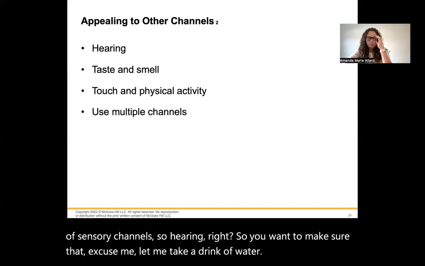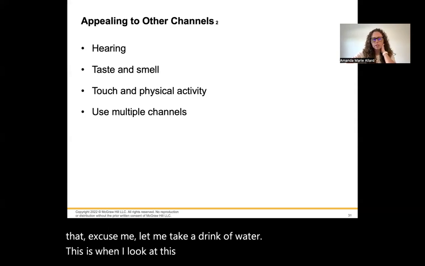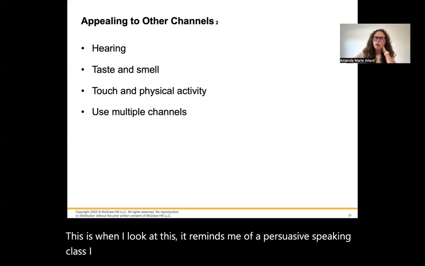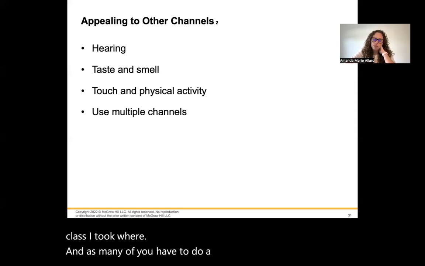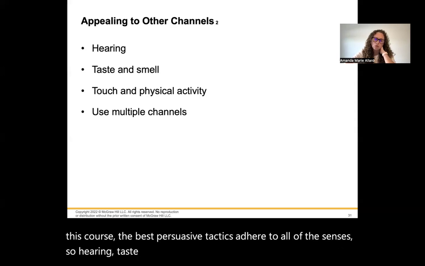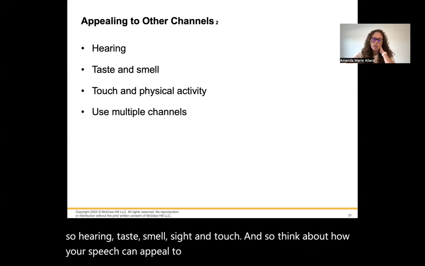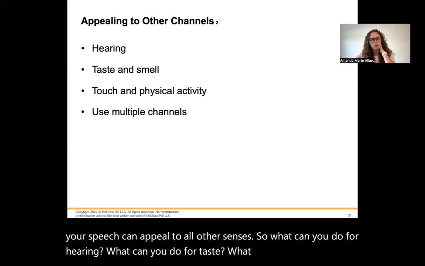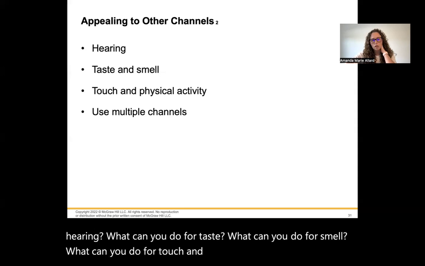When I look at this, it reminds me of a persuasive speaking class I took where, as many of you know, you have to do a persuasive speech for this course. The best persuasive tactics adhere to all of the senses. So hearing, taste, smell, sight, and touch. And so think about how your speech can appeal to all other senses. So what can you do for hearing? What can you do for taste? What can you do for smell? What can you do for touch and physical activity?